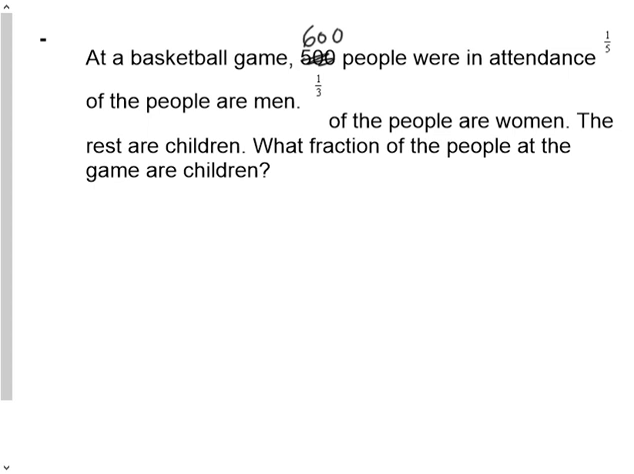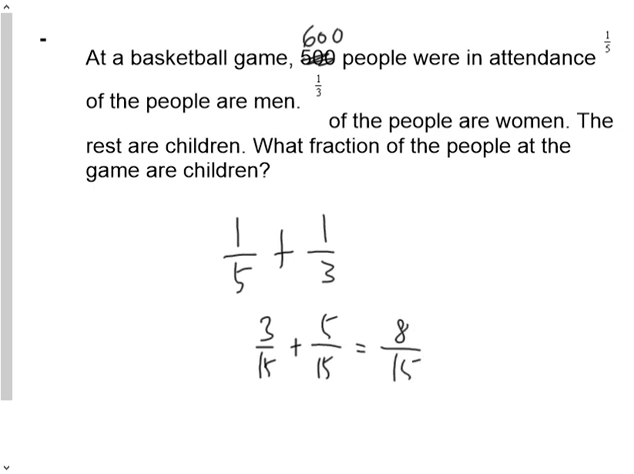So there's two ways you can do this. The first way is to take the fraction of men and add it to the fraction of women. Okay, so I do 1/5 plus 1/3, common denominator maybe 15. This would be 3/15 and 5/15. The fraction of men and women is 8/15. So if that's all of the men and women, just over half of them are men and women, and the rest are children, therefore the rest, which is 7/15, are children.